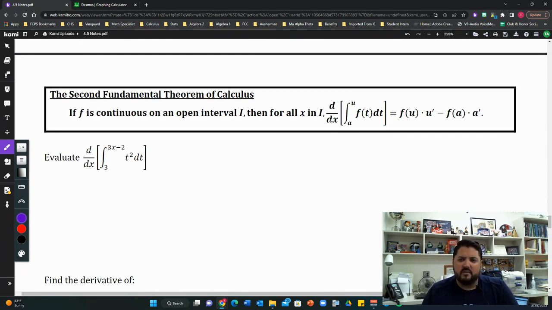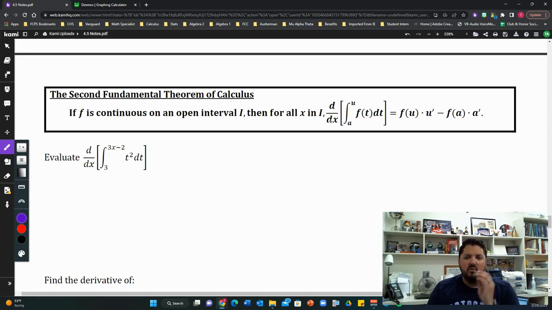then for all values of x in the interval I, the derivative with respect to x of the integral from a to u, where u is some function of x, like cosine of x or 2x squared, of f of t dt, then that result is equal to f of u times u prime minus f of a times a prime.